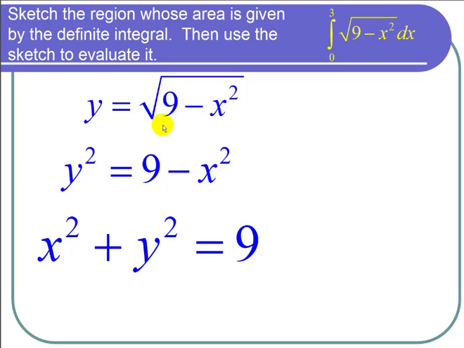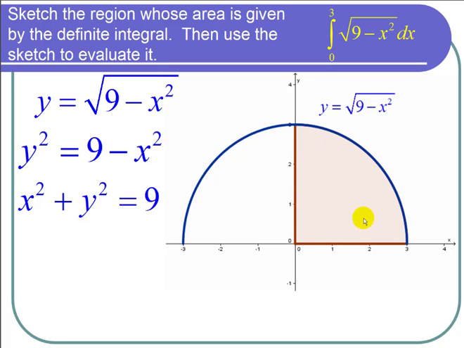But since y is the square root of 9 minus x squared to start with, square roots always yield a positive number. So we're going to be above the x-axis. Also, the integral goes from 0 to 3. So that means x isn't going to become negative. So we're going to be to the right-hand side of the y-axis. So what we get is a quarter circle. So here's x squared plus y squared equals 9. X is going to go from 0 to 3, and y must be positive.